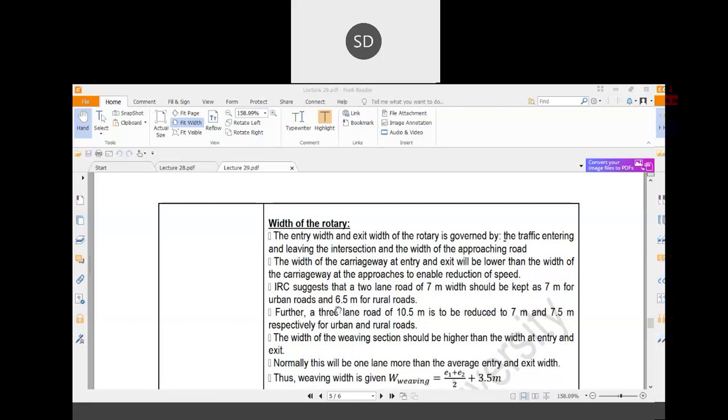IRC suggests that a two-lane road of 7-meter width should be kept as 7 meters for urban roads and 6.5 meters for rural roads. That is the width of the entry and exit portion. Further, a three-lane road of 10.5 meters is to be reduced to 7 meters and 7.5 meters respectively for urban and rural roads. So whatever the width of the existing road, you are reducing the entry width basically to reduce the speed of the vehicles entering the rotary intersection.